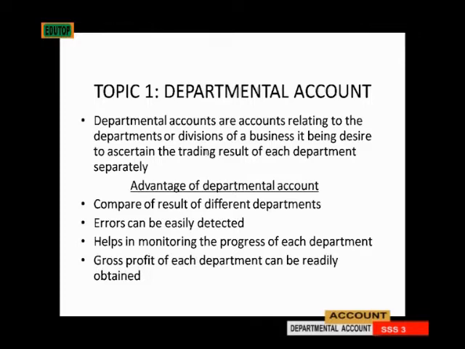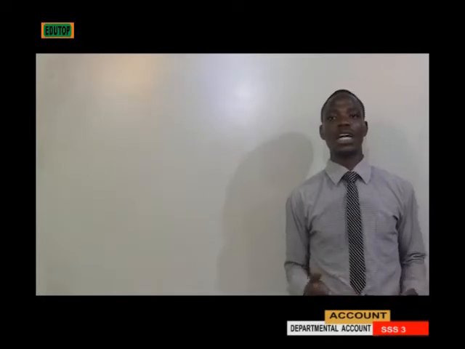What is the departmental account? Departmental accounts are accounts relating to the departments or divisions of the business, designed to ascertain the trading result of each department separately. The way we prepare departmental accounts relates also to the way we prepare the trading, profit and loss account.